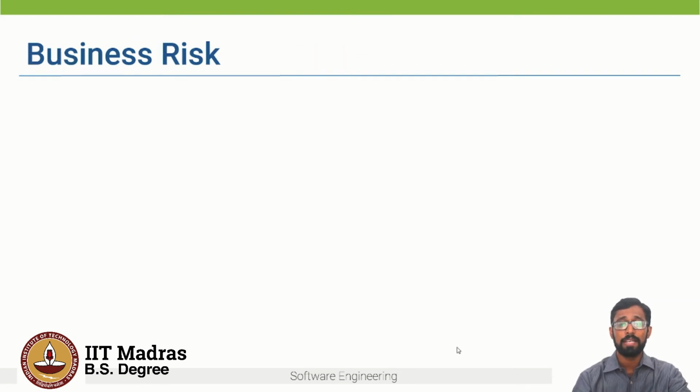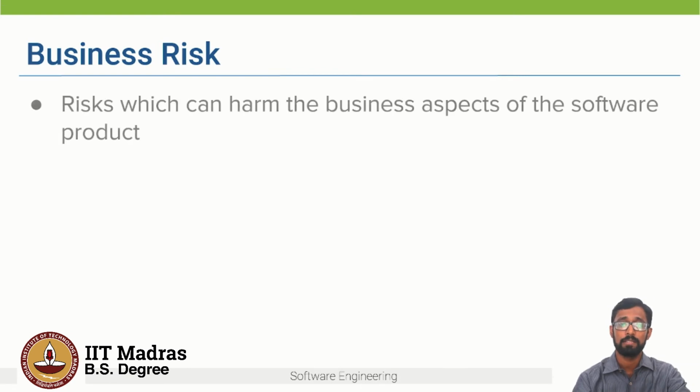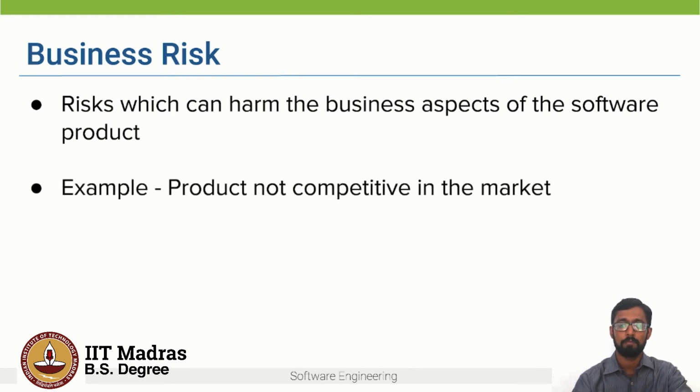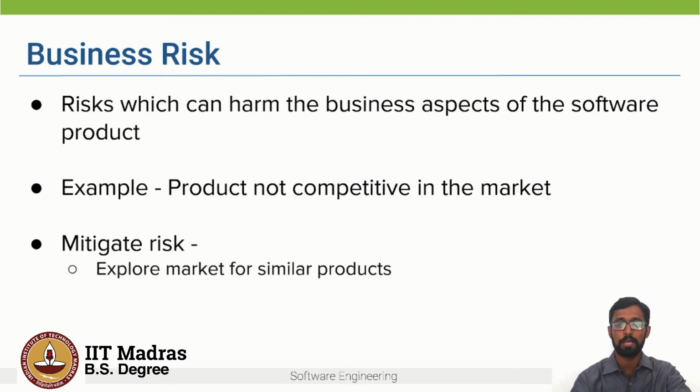Now, another category of risks are known as business risks, right? And these risks are risks which can harm the business aspects of the software product. So for example, by the time the product is complete, maybe it is not competitive in the market, right? There might be other products which are doing much better. So the way to mitigate this risk is to explore the market for similar products, address the gaps which are there in these products, right?